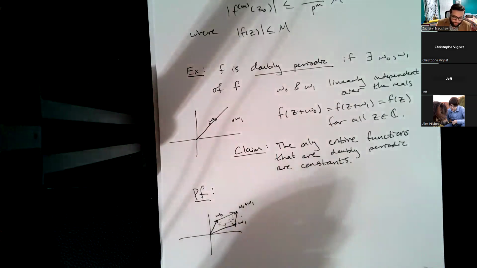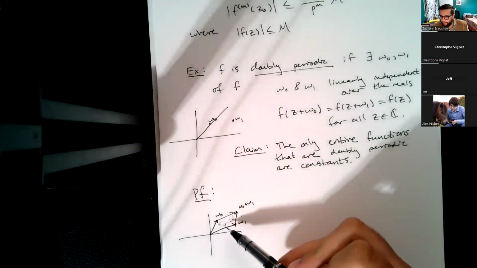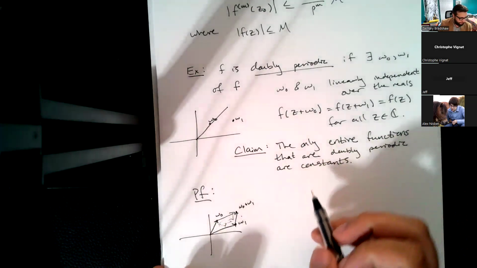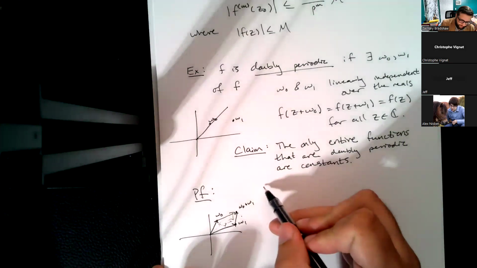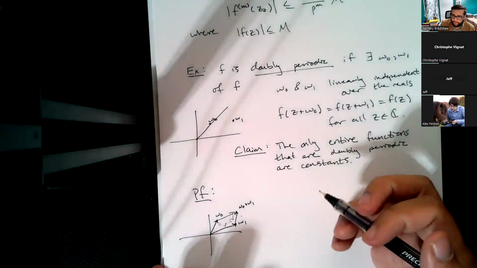Okay, so what we want to do is prove that these things are constant. And so what we're going to do is apply Liouville's theorem, but we don't have to show that the function is bounded on the entire complex plane. We only have to show that it's bounded on this parallelogram because it repeats elsewhere. Which you get automatically, right? Because it's just a continuous function on a compact set. Yeah, that's essentially the argument.